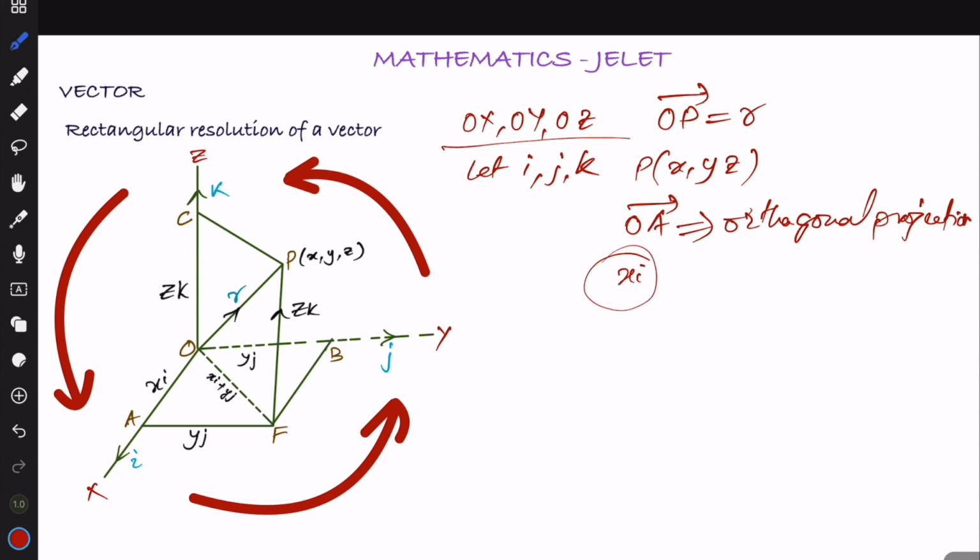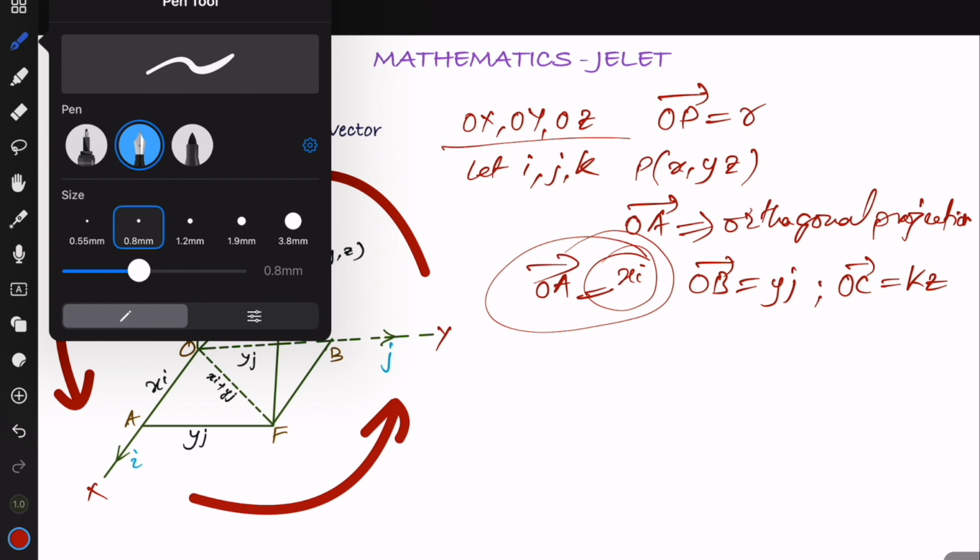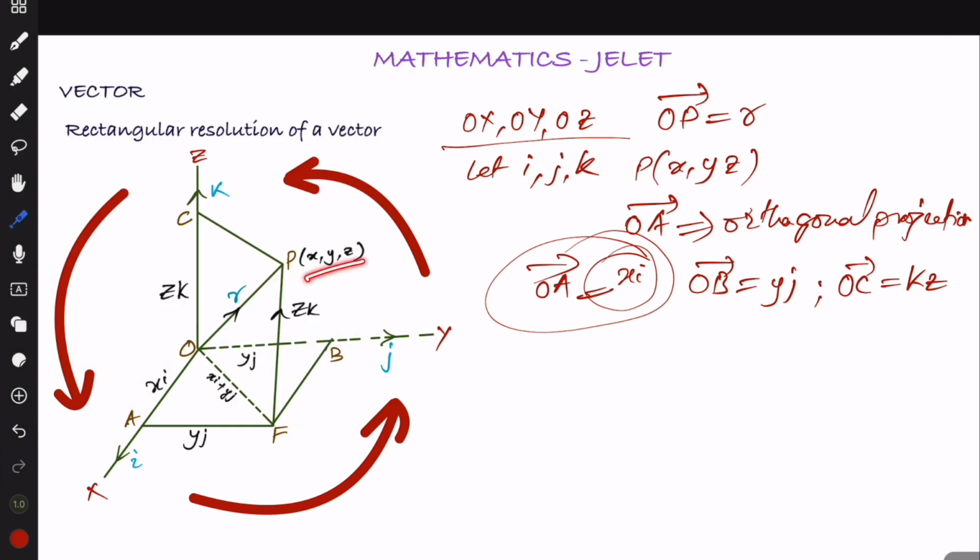Similarly, OB is equal to YJ. Similarly, OC is ZK. Alright, OA is XI, OB is YJ and OC is ZK. Here X, Y, Z are the rectangular components of R. As you can see, these X, Y, Z are the rectangular components of this R.